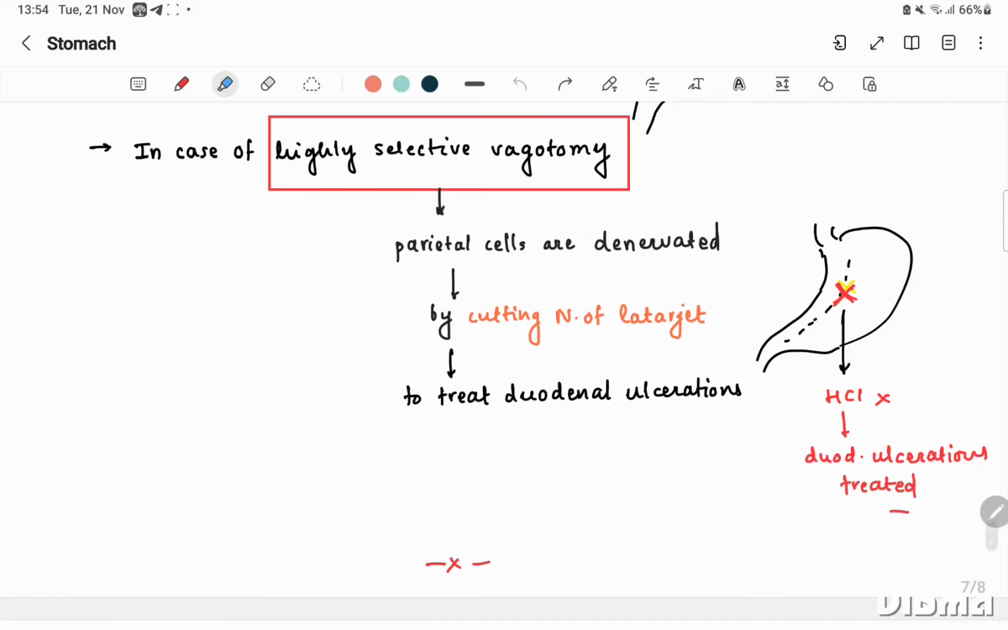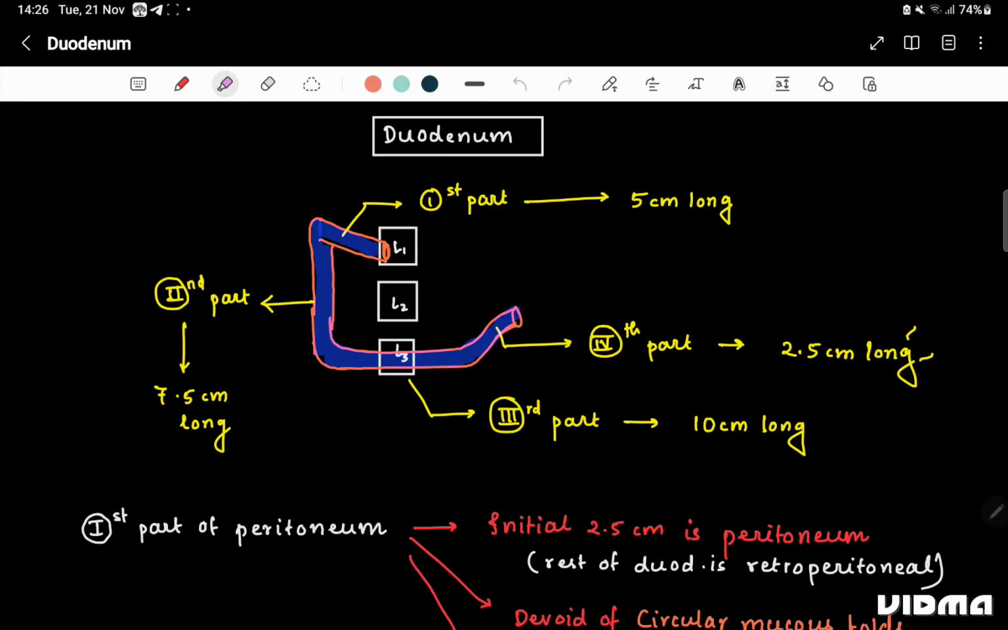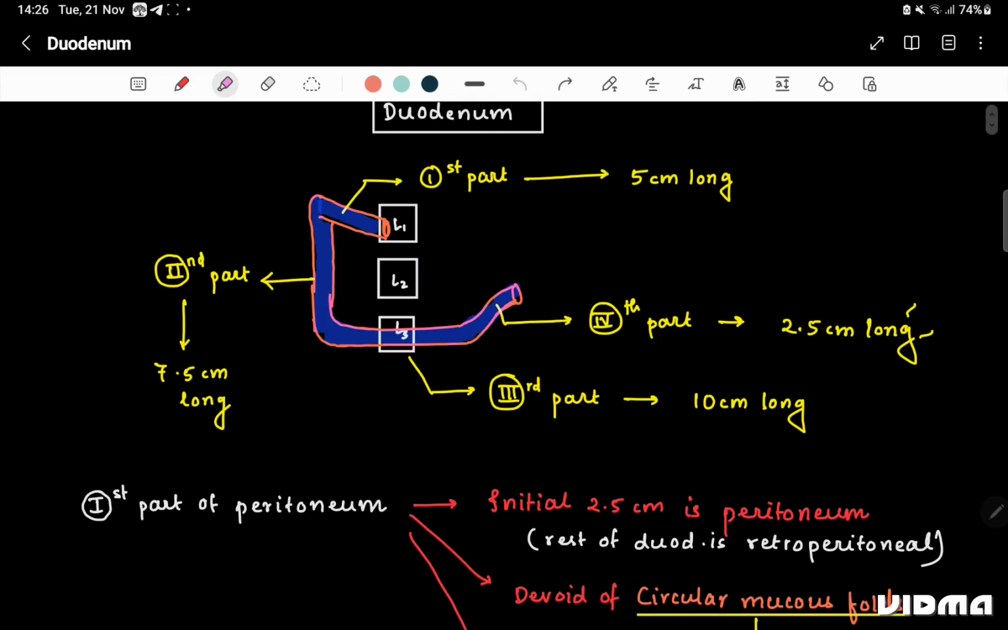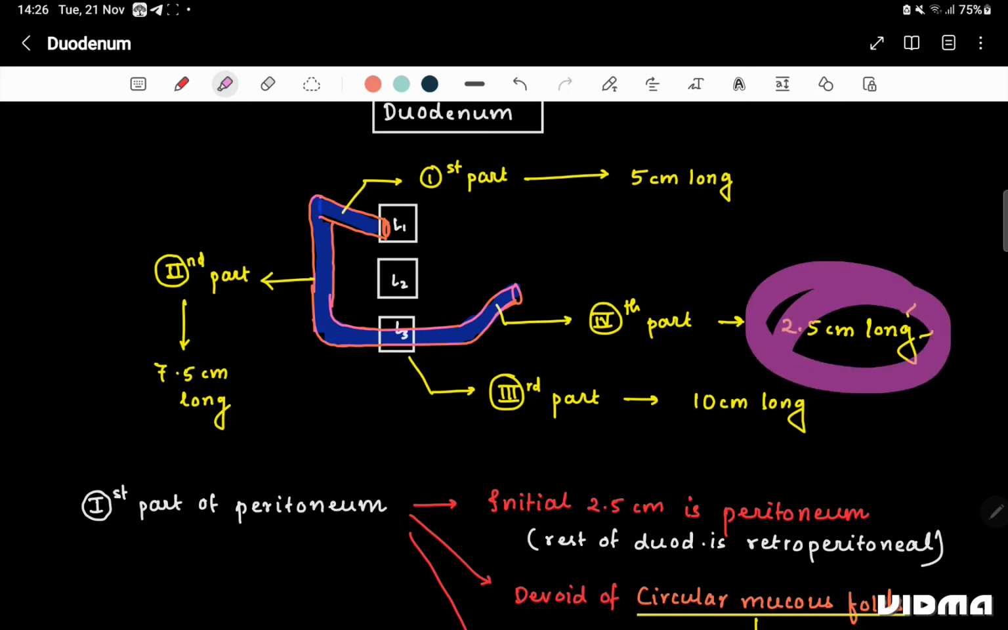So here we complete our stomach. Let's move on to the next. Now let's discuss the duodenum. Please pay attention to this. The first part of the duodenum is 5 cm long, starting at the level of the L1 vertebra, and it goes a bit up and posteriorly. This is the second part. The second part is 7.5 cm long, and the third part is about 10 cm long. It is the longest part, and the fourth part is about 2.5 cm long.